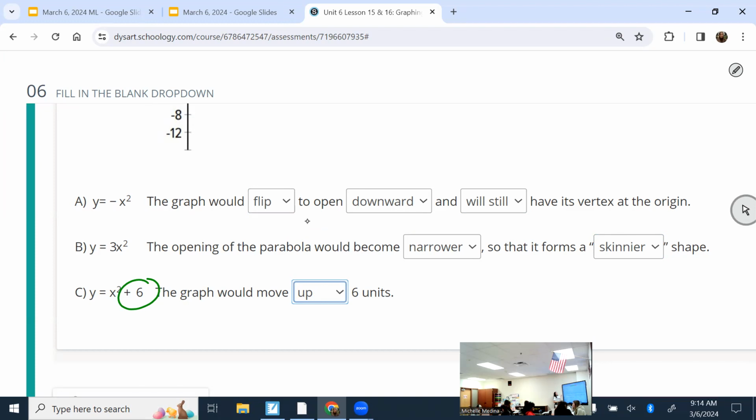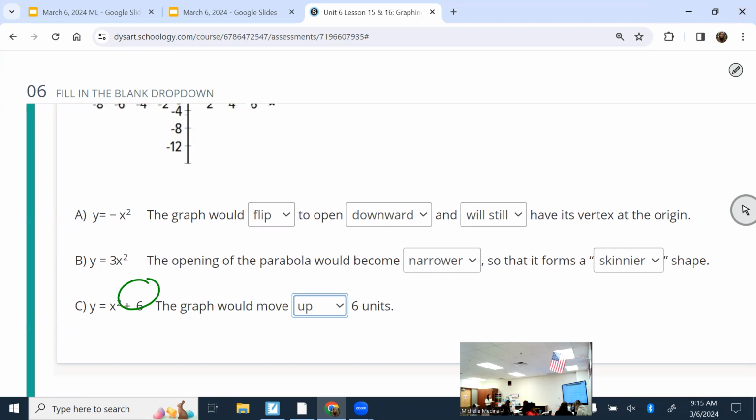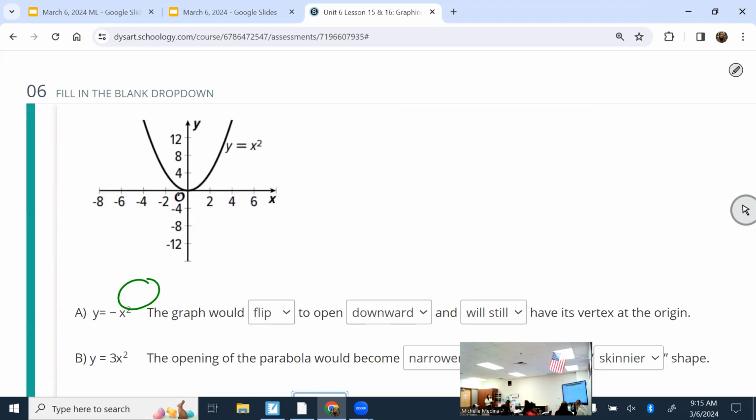And then even if it was in the parentheses with the x, if it was plus, it would actually move it left. So when in doubt, graph it and see the change. It told you the parent graph is x squared, so you can see how it's moving, in what direction, and all that. So good on this one. Make sure the key is right, and it is.